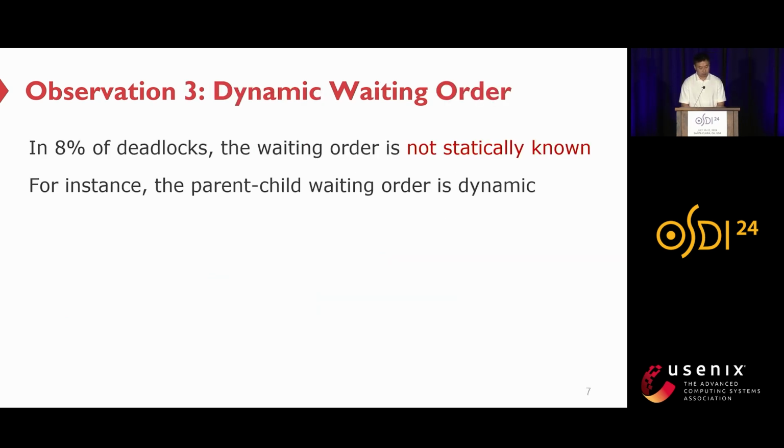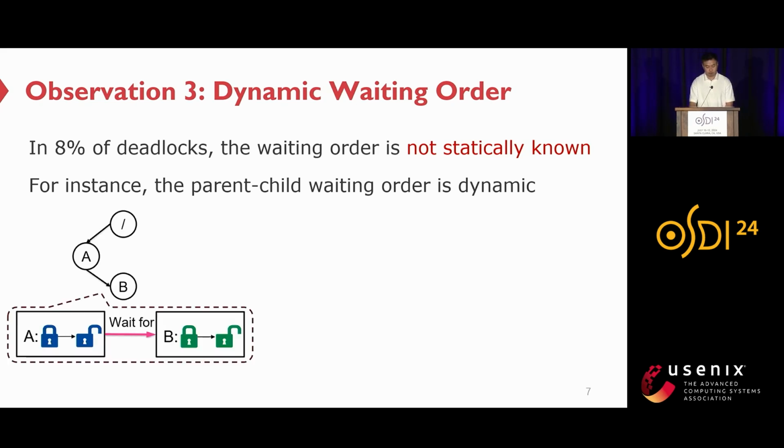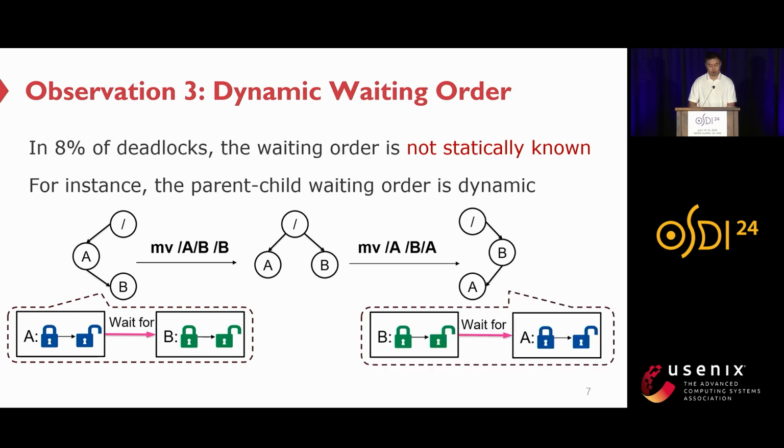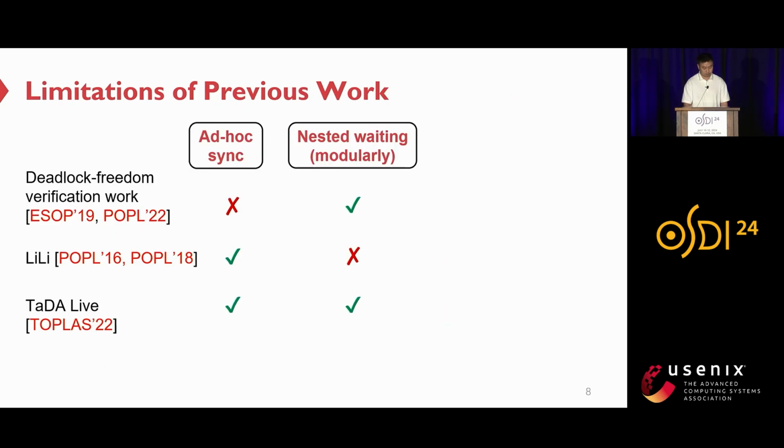At last, we observe that in about 8% of deadlocks, the waiting order cannot be known statically. For instance, the previous parent-child waiting order is dynamic. At the initial stage, the release of A may wait for the release of B. But when we move around inodes so that B becomes A's parent, the waiting dependency between A and B becomes opposite at the new state. Such dynamically changing waiting order is challenging to formalize and reason about.